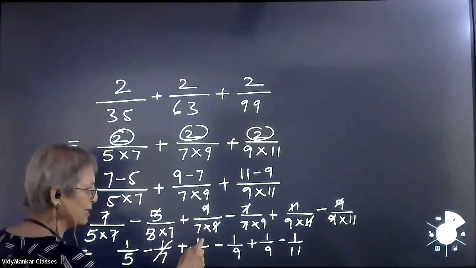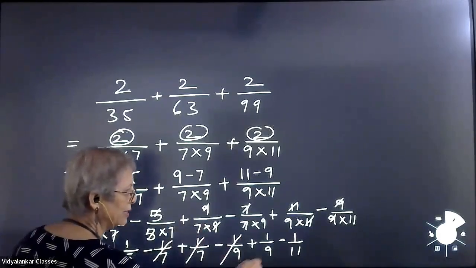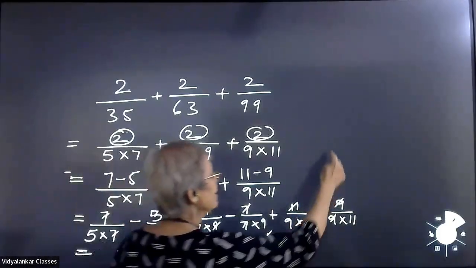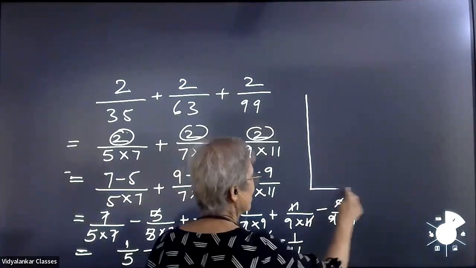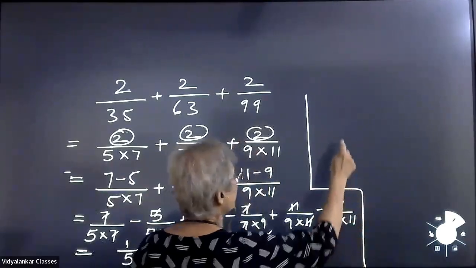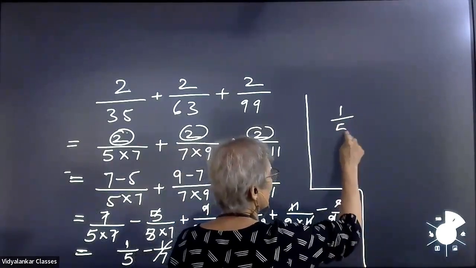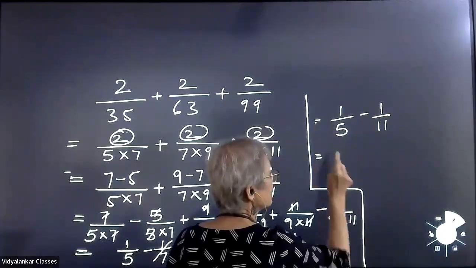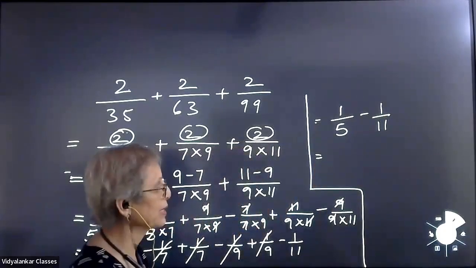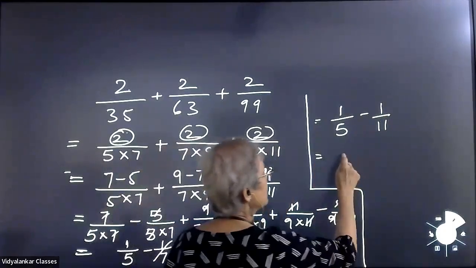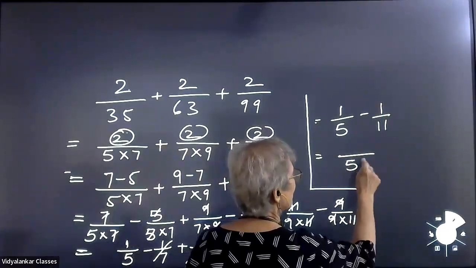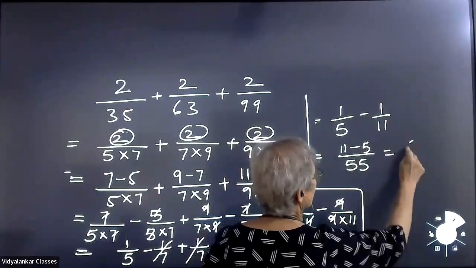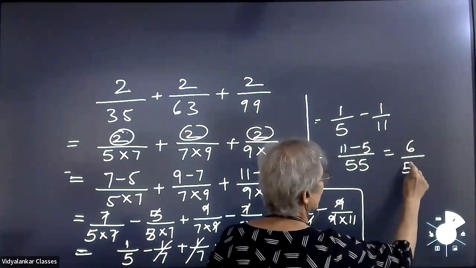So minus 1 by 7 plus 1 by 7, minus 1 by 9 plus 1 by 9. And now what remains is 1 upon 5 minus 1 upon 11. And now you do simple subtraction of fractions. The denominator becomes 55. And here it is 11 minus 5. So the answer is 6 upon 55.